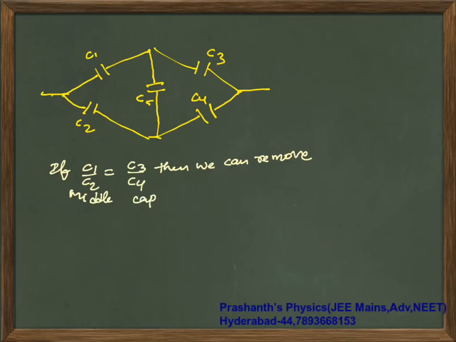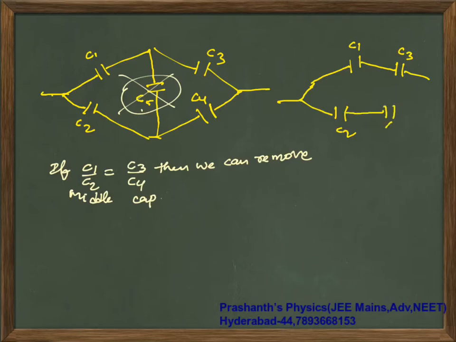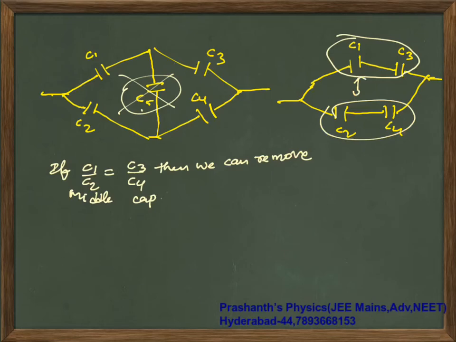So if you remove this middle capacitor, this part will cancel off. You are going to get your circuit as this part is C1, this part is C3, this part is C2, and this part is C4. Based on this also you will have simple questions. These two are in series, these two are in series, and the resultant is parallel with this. Based on the Wheatstone bridge you have example 10, so do example 10.